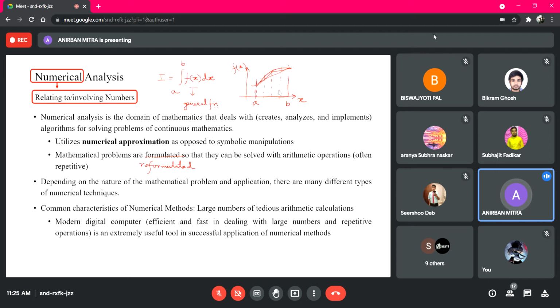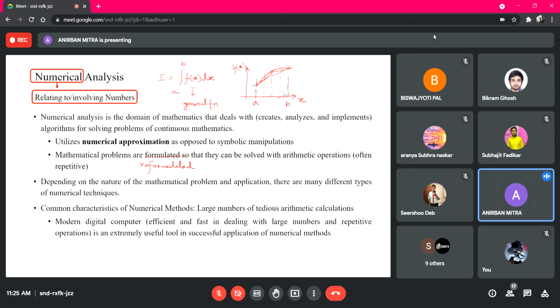Again, go back to the integration problem. As I said, if you make two divisions here, that is quite easily done by hand. If you know what is A and B, and the middle value, probably you can take A plus B by 2, and the functional values at A and B, you will probably be able to calculate that in a matter of minutes. If it goes up to 10, then also it is doable by hand, but it requires certain concentration and a particular level of effort.